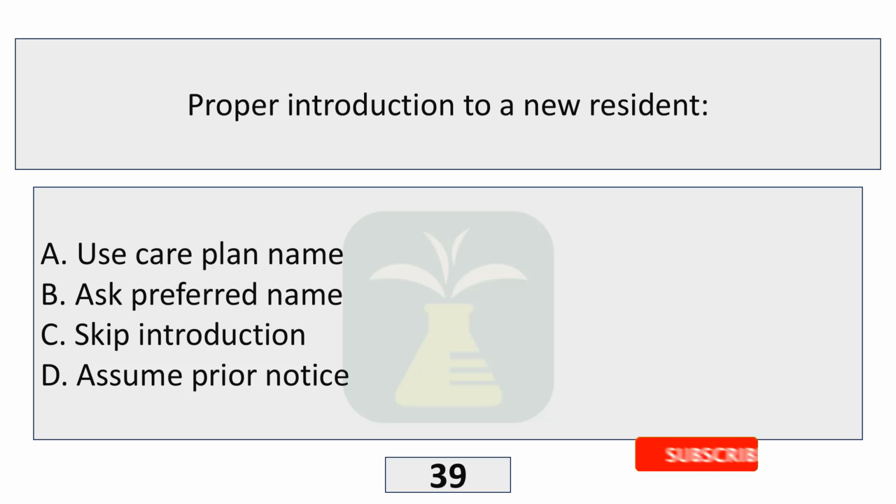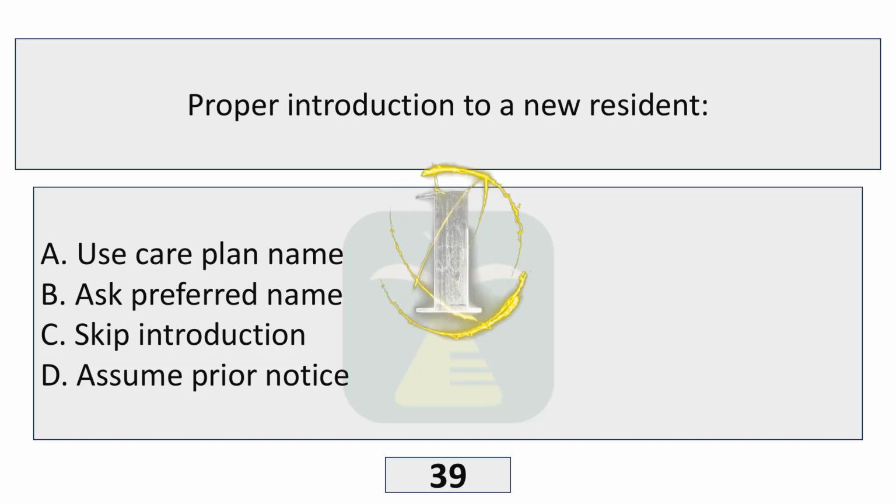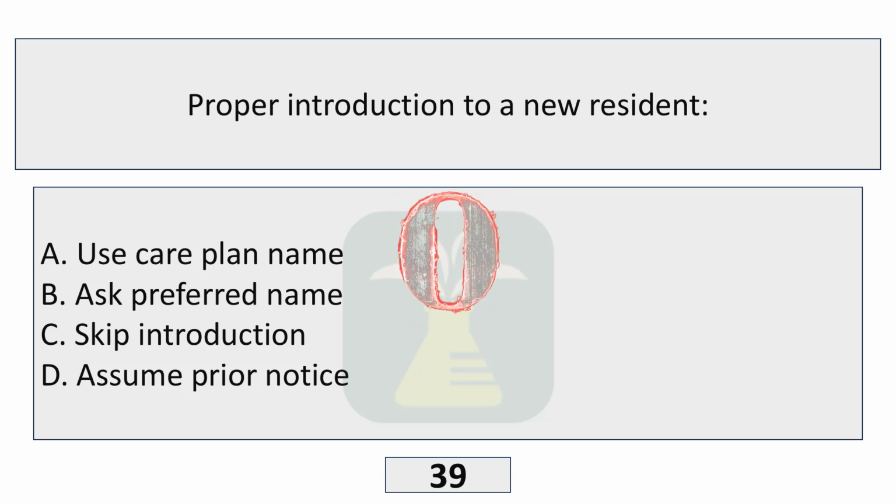Proper introduction to a new resident. A. Use care plan name. B. Ask preferred name. C. Skip introduction. D. Assume prior notice. Correct answer, B. Ask preferred name. Respect preferences to build trust and rapport.